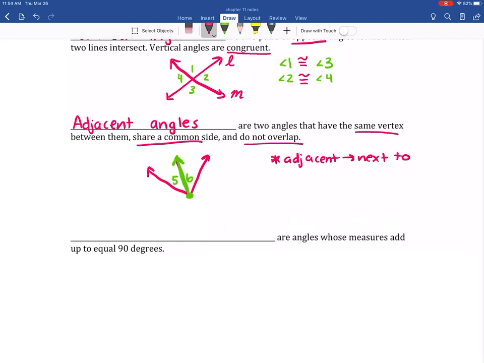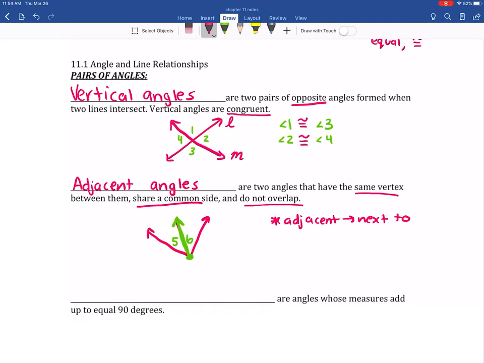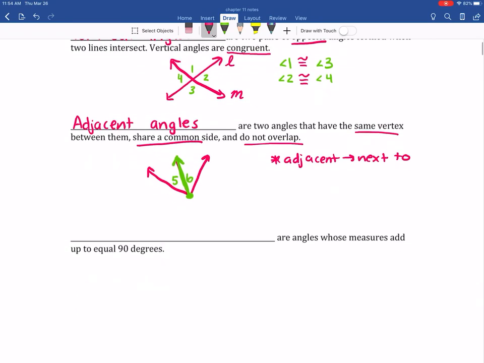So in the example above, where there were vertical angles, I could say 1 and 4 were adjacent. I could also say 2 and 3 are adjacent. So again, vertical angles are opposite from each other. Adjacent angles are next to each other.